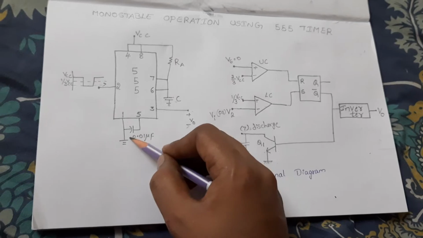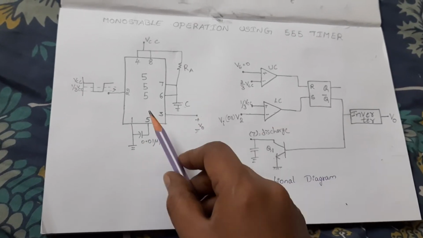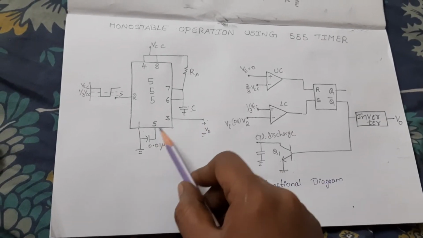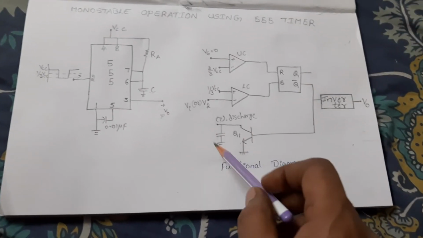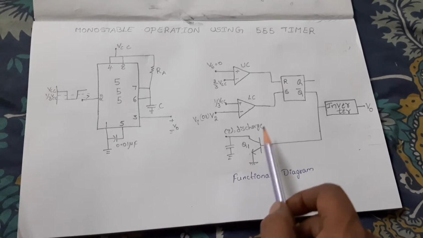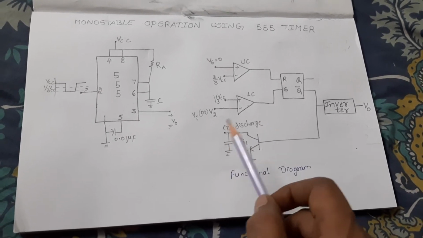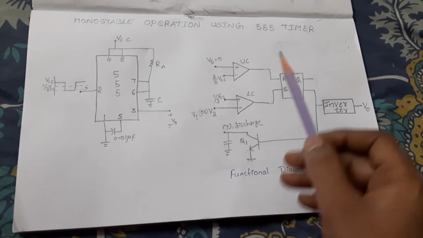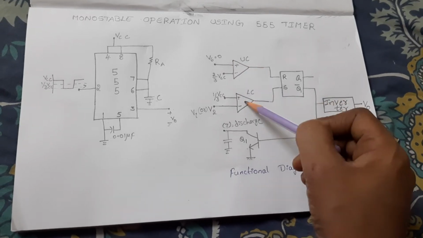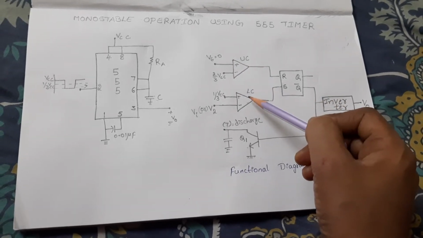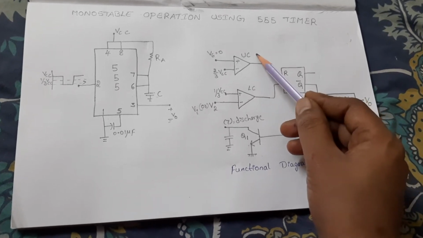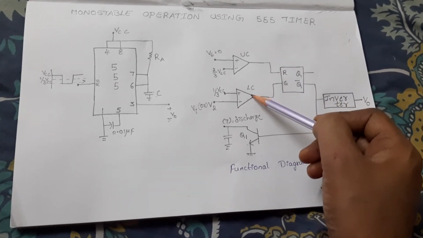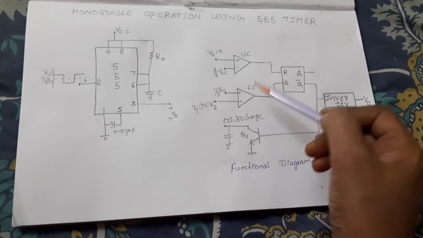So this is the pin diagram. The third pin is the output pin. This pin diagram is as shown in the functional diagram. This is the functional diagram of monostable using the 555 timer. Remember, two comparators will be there for this monostable: one is the upper comparator and the second is the lower comparator.